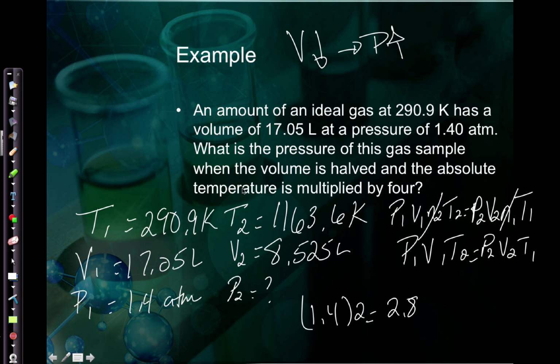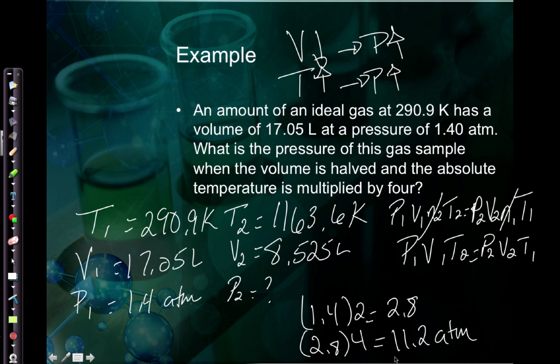Now we need to think about the temperature, because the temperature is going up. If I know the temperature is increasing, then I know the pressure is also increasing. So if the temperature goes up by 4, the pressure should also go up by 4. So I'm going to take my new pressure here and multiply it by 4. So 2.8 multiplied by 4 would give me 11.2 atms. And this is my new pressure.